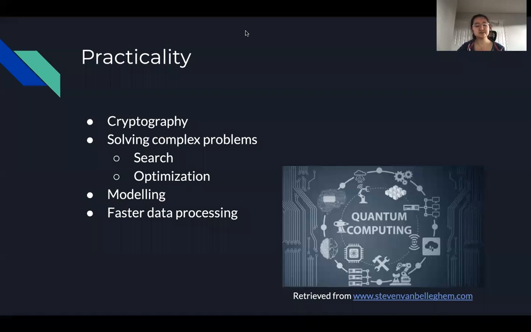So far we've seen how quantum computing can be used to easily break the blockchain implementation, as well as some of the newer cryptographic schemes that could potentially coexist with quantum computing. Taking a step back and looking at the general practicality of quantum computing, it will mostly lie within cryptography, solving complex problems, modeling, as well as faster data processing. In particular, relating to our presentation topic, it will be on cryptography as well as solving a search problem. So to break ECC, we are basically searching for the private key in the signature agreement.